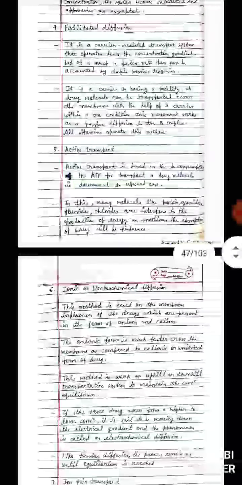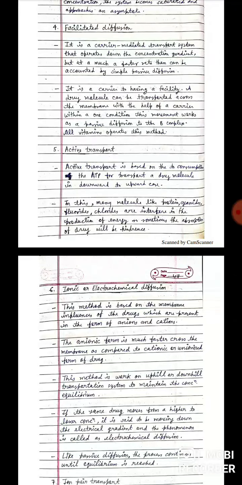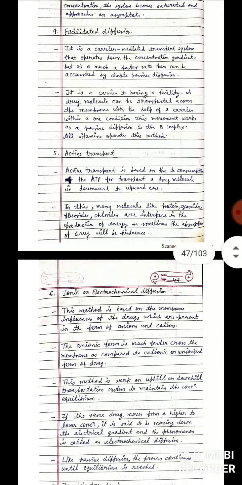Coming to active transport, it requires consumption of ATP for the transport of a molecule. Generally, there are two types of active transport: primary active and secondary active. In primary active transport, there is a direct ATP requirement, for example absorption of glucose. In secondary active transport, there is no direct requirement of ATP. It takes advantage of a previously existing concentration gradient.